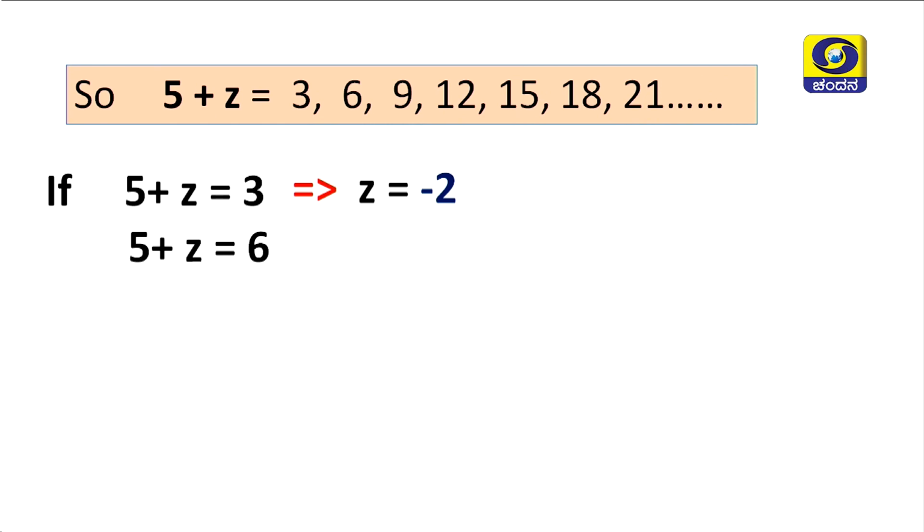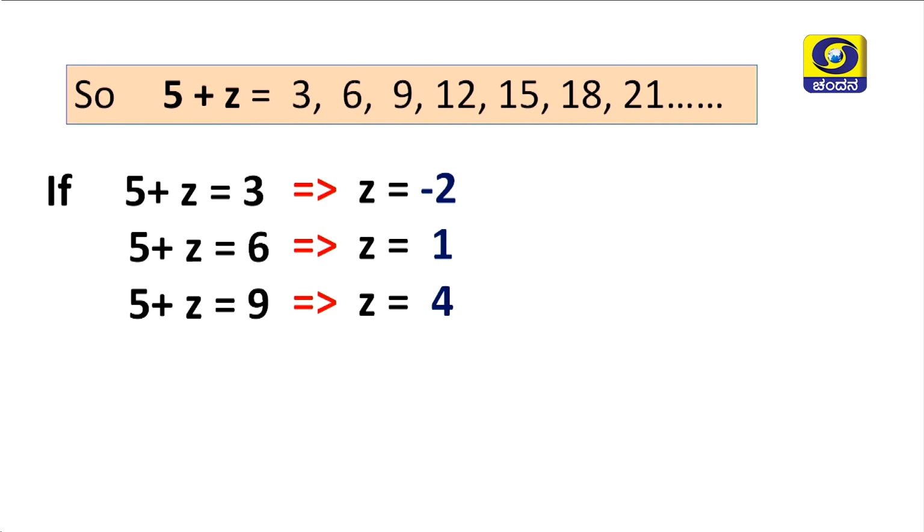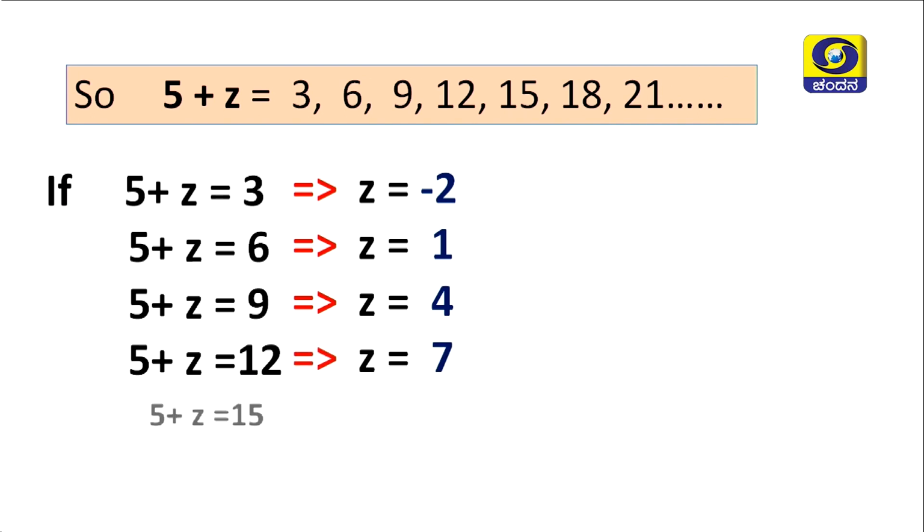If 5 plus z is equal to 6, that implies z is equal to 1, because 5 plus 1 is equal to 6. Similarly, 5 plus z is equal to 9 implies z is equal to 4. Why? Yes, it is because 5 plus 4 is equal to 9. Same way, 5 plus z is equal to 12 implies z is equal to 7.